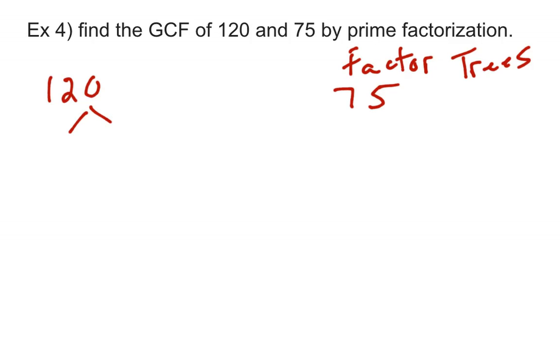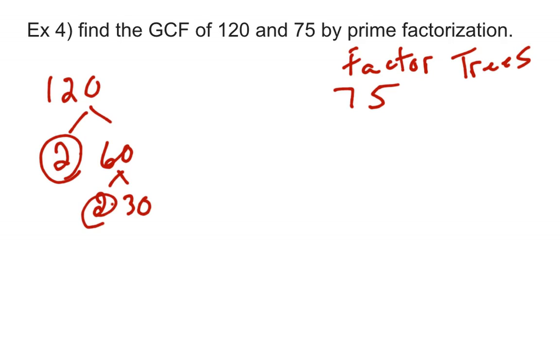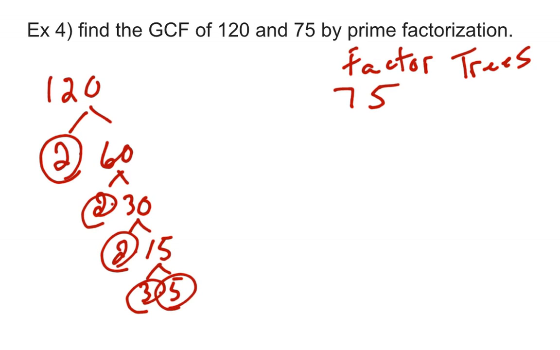You can break it down how you want. You might not work the exact same way as me as far as what numbers you're using, but when I break down 120, I have some options. I can do 3 times 40, I can do 2 times 60, I could do 10 times 12. You can choose what you want, but we should end up with the same answer. I know that 2 is a prime number. I can break down 60 into 2 times 30. The 30 can become 2 times 15. 2 is prime. The 15 can become 3 times 5. And those are both prime.